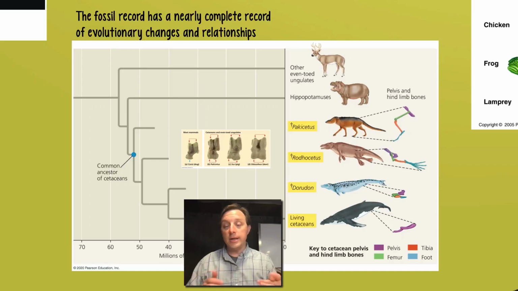Right, the fossil record is nearly complete. We have really good fossils of many transitional species, and we can paint almost a complete history of many evolutionary lines. It's not fully complete, mainly because fossilization is a very rare event, but we do have a relatively complete fossil record looking at many of these evolutionary lines.